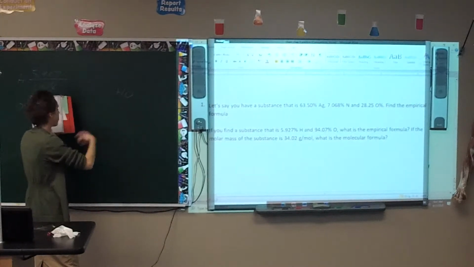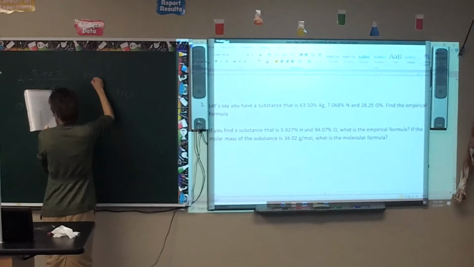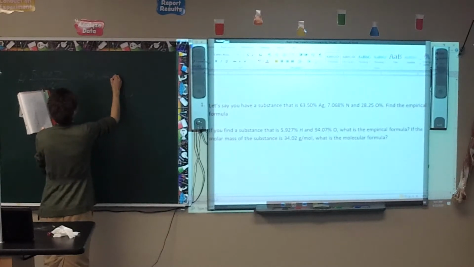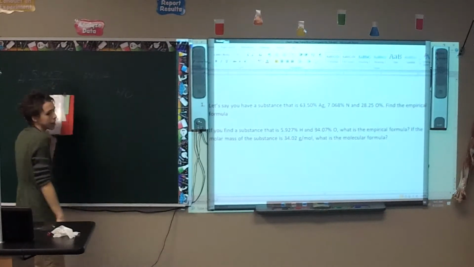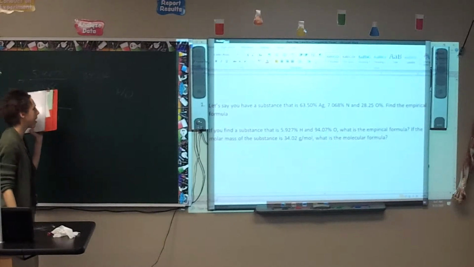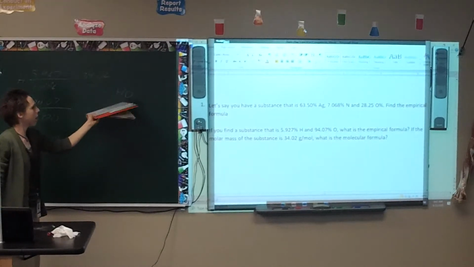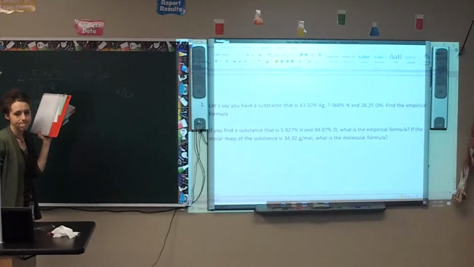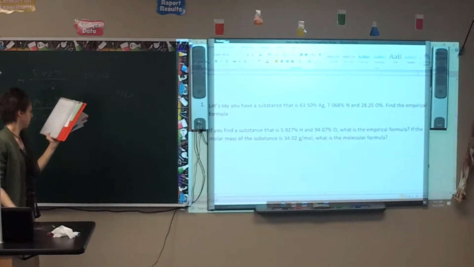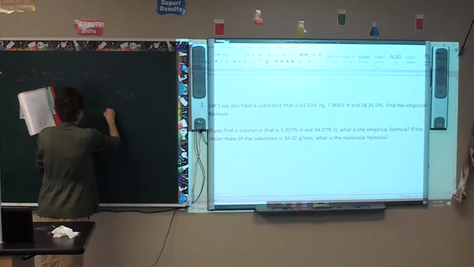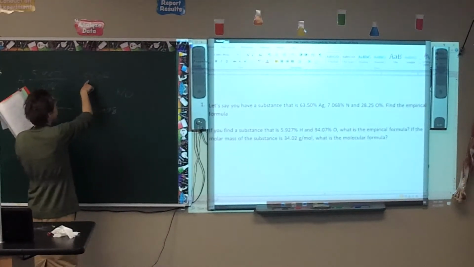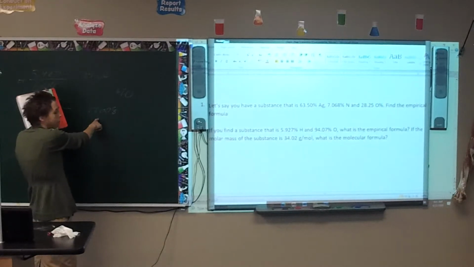The molar mass of this substance for real is 34.02, and it wants to know, is the empirical the same as the molecular formula? All right, so what is the weight of HO? 17.008. Good job. So this is how much it really weighs. This is how much my empirical version weighs. So what do I do?